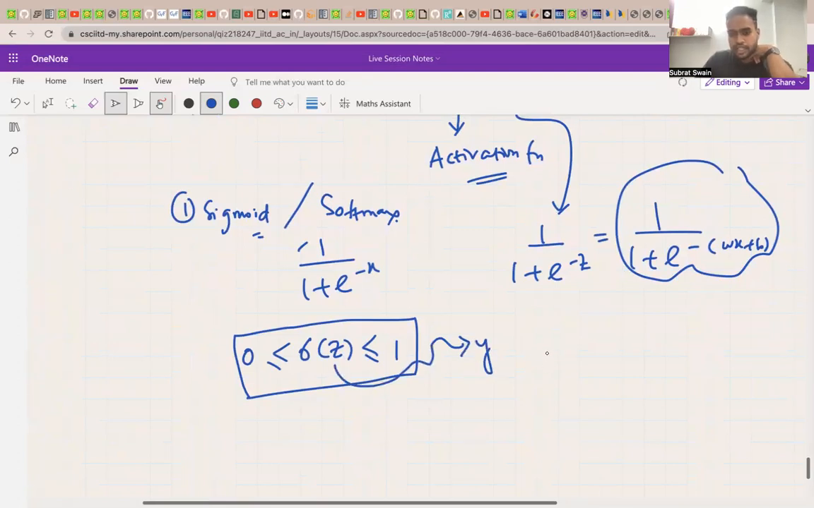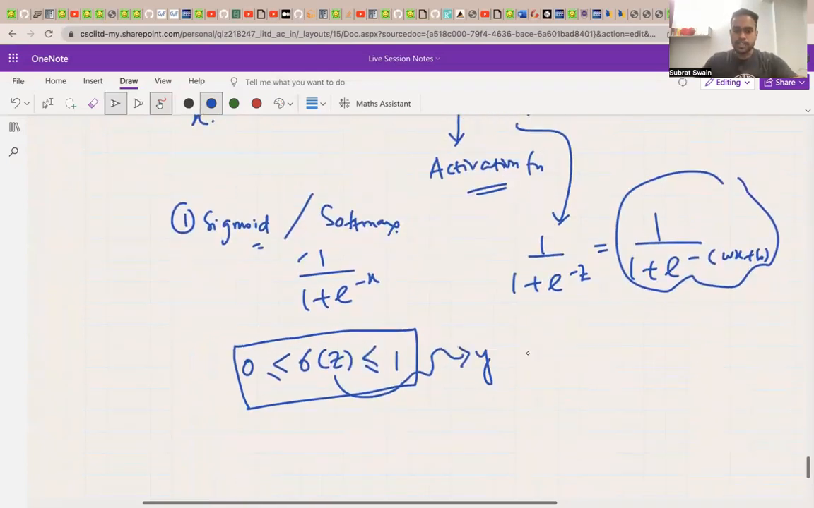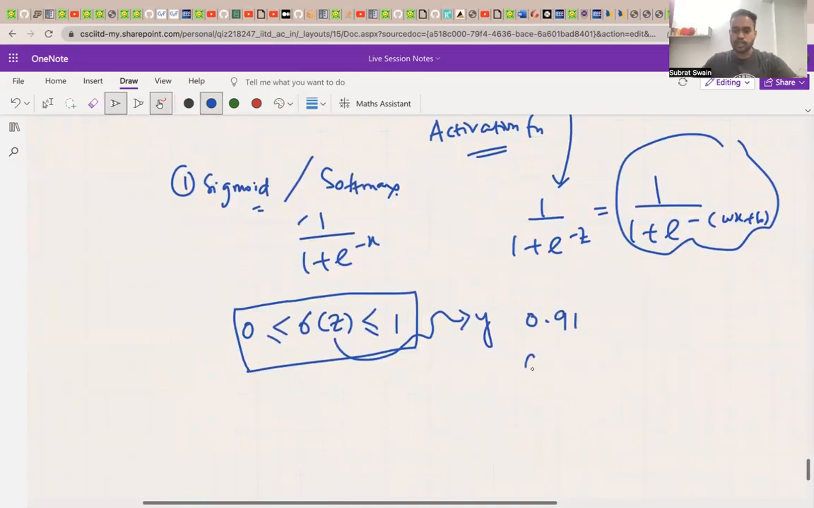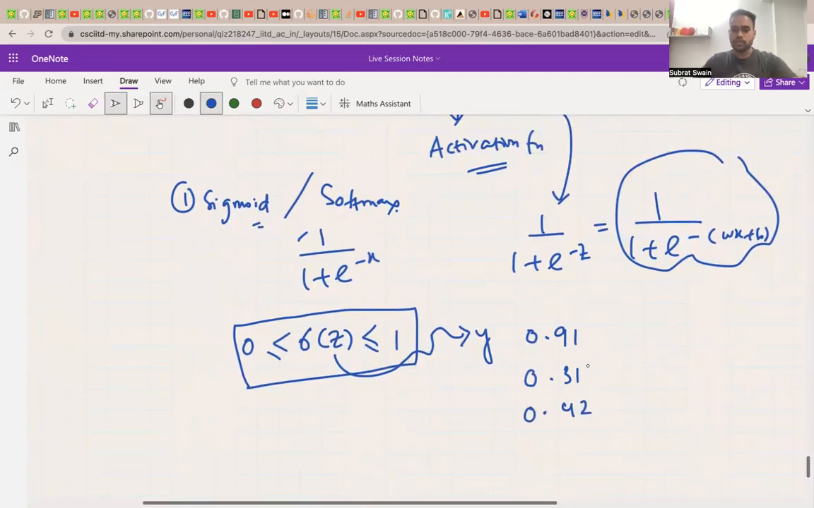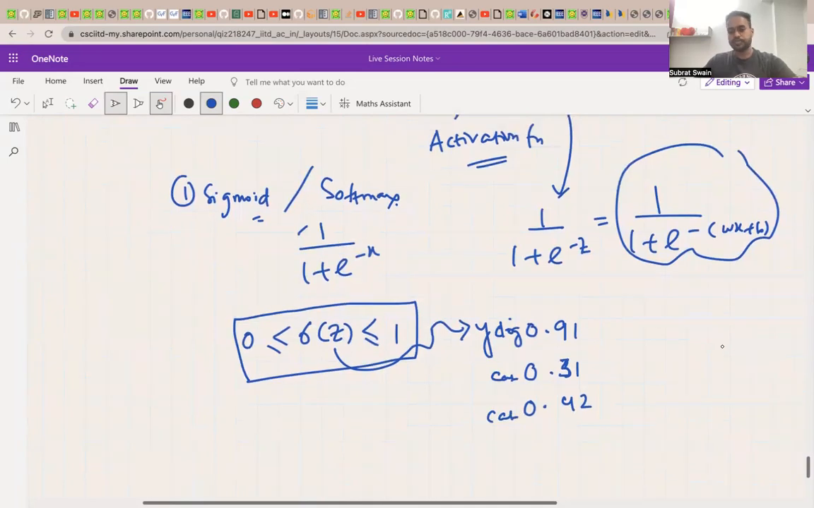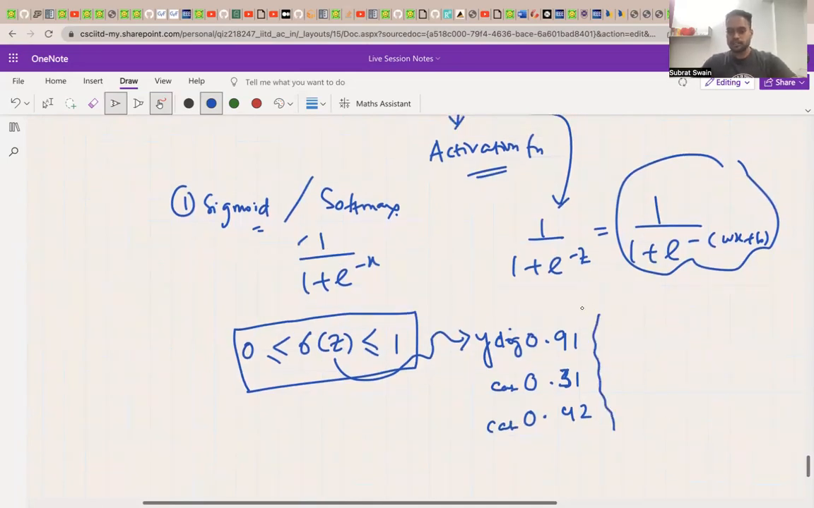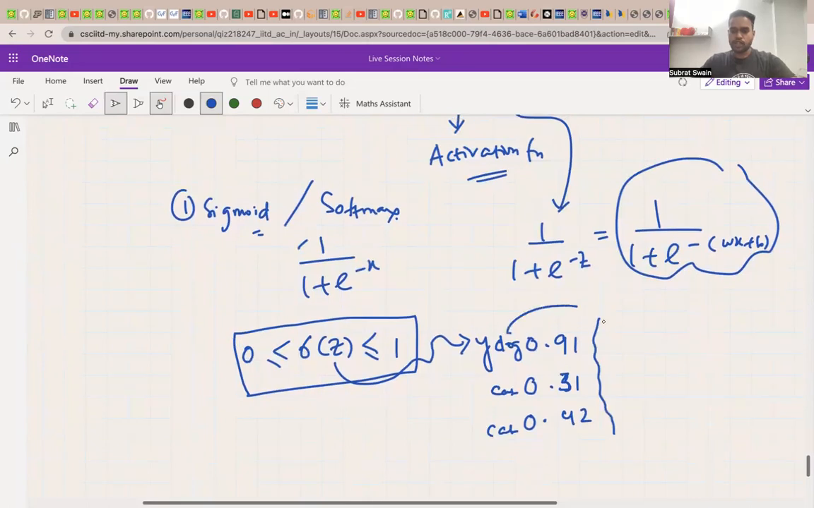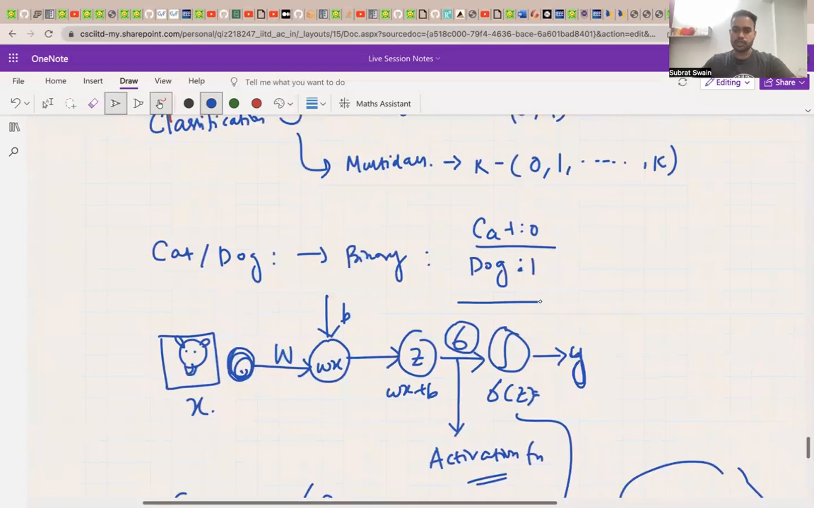Now you can think that suppose an image is given, and suppose we got y as 0.91. Or one image is given, we got 0.31, and 0.42. So suppose this we got for dog, this we got for cat, this we again got for cat. But what are their actual labels? Dog's actual value is 1, cat's actual value is 0, this cat's actual value is 0. We stated that cat is 0 and dog is 1.